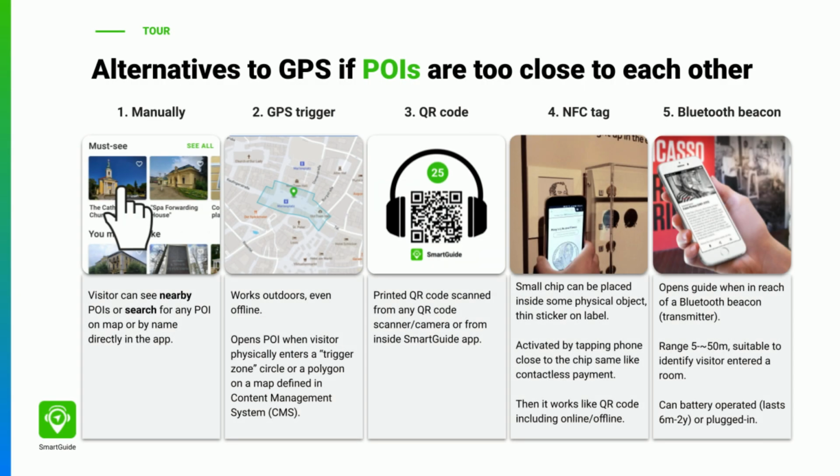Most SmartGuide tours are outdoors and rely on GPS navigation. As GPS does not work well indoors, tours omit the tour map and route. Instead, the users can open respective POIs by QR code, NFC tag, Bluetooth beacon, or simply by searching. Our team can advise you on the best options for your specific context.